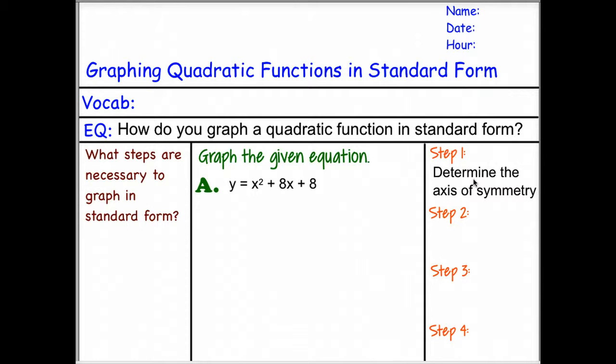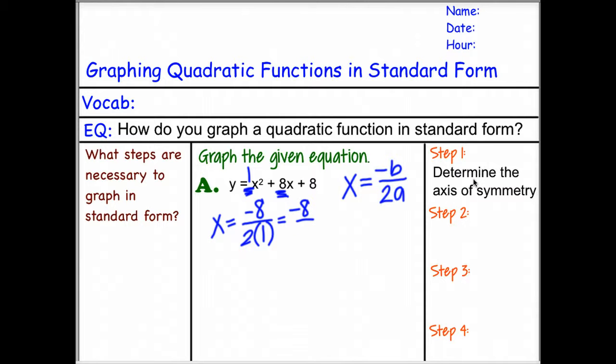If you remember from yesterday, to find that axis of symmetry, we're going to take the opposite of b over 2a. In our case, b is 8 and a is 1. So x equals the opposite of b, opposite of 8 is negative 8, over 2 times our a, which is 1. So we have negative 8 over 2, which is negative 4. So if we rewrite this, we've got x equals negative 4.